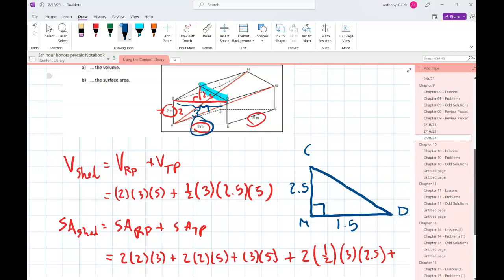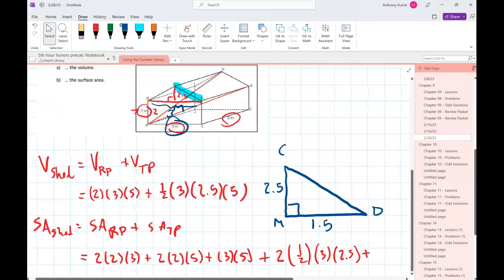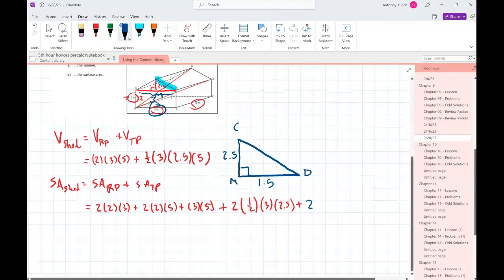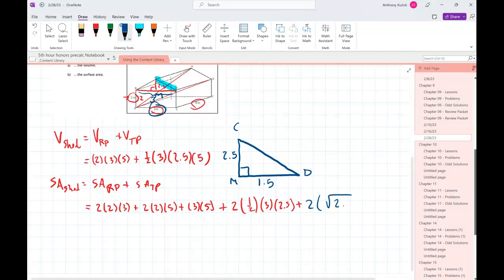right? So I can just Pythagorean theorem that up. I have 2 of these that are the square root of 2.5 squared plus 1.5 squared, times 5. And that should be my surface area there. Again, I'll let you guys calculator that, but that should do it. Feel okay? Yeah, no problem.